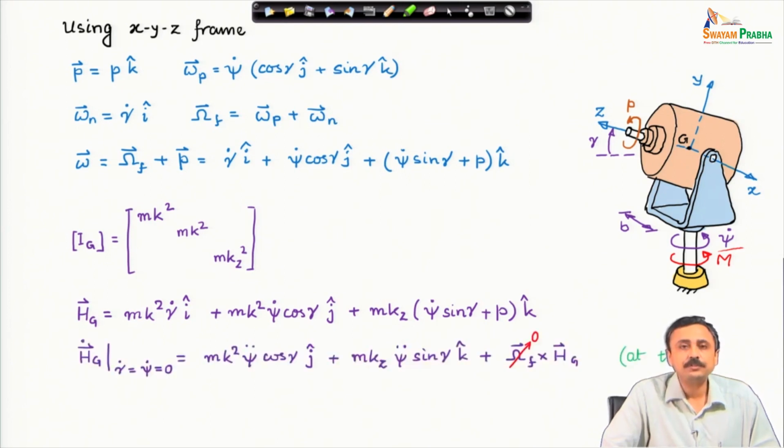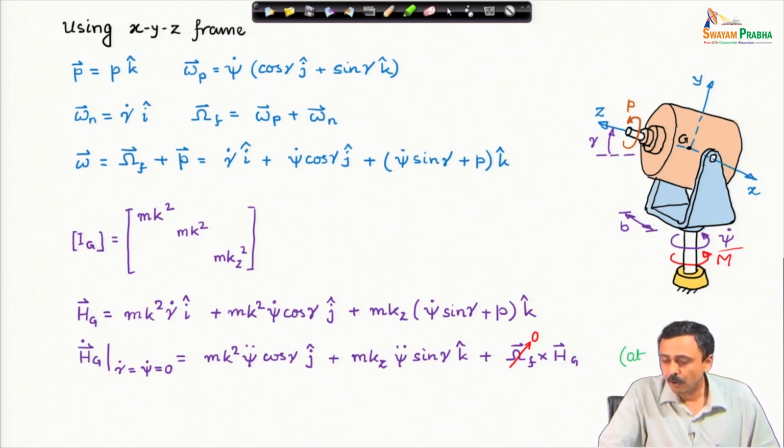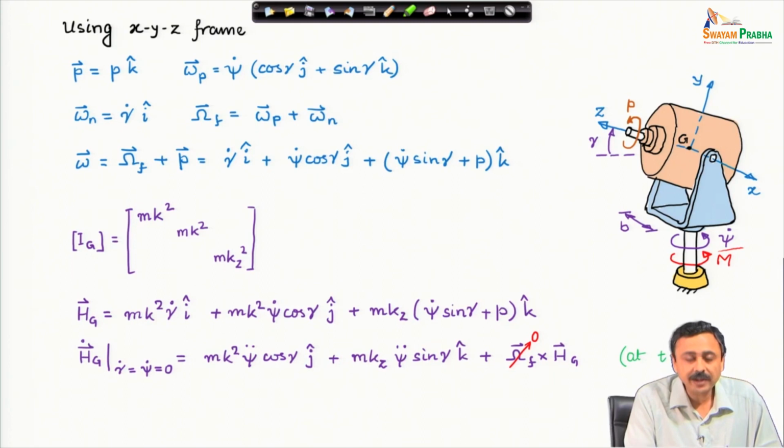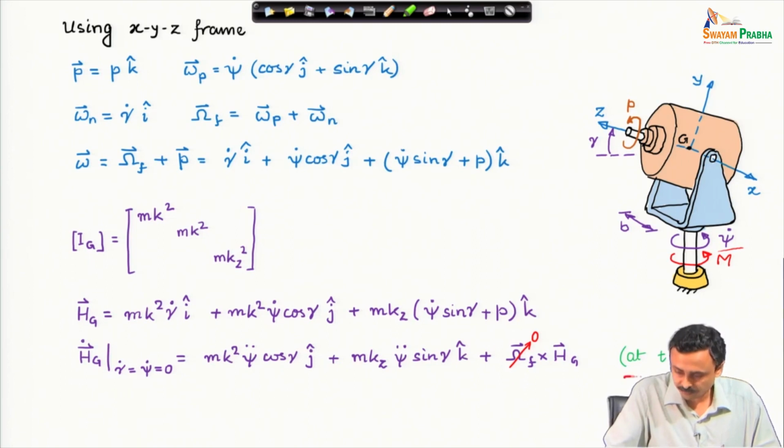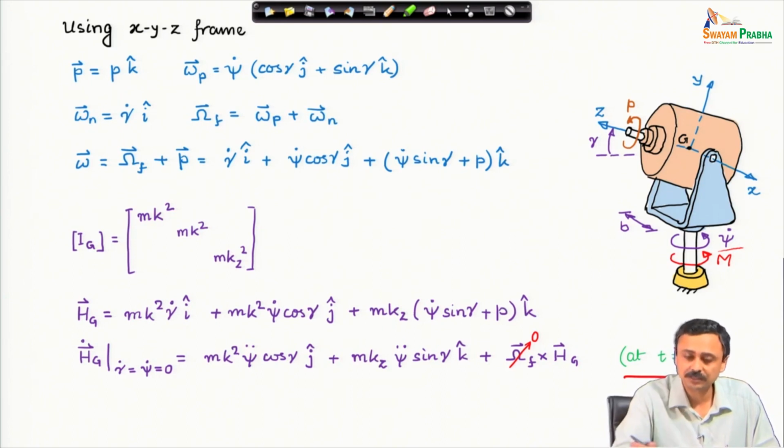Now, the rate of change of angular momentum at time t equal to 0 plus. This moment has been applied at time t equal to 0 plus and it has not yet generated any psi dot or any gamma dot. Therefore, I find this rate of change of H_G, following our prescription of course, when gamma dot and psi dot are 0, and this is only at t equal to 0 plus, just after the moment is applied. So, this analysis is valid only at time 0 plus.